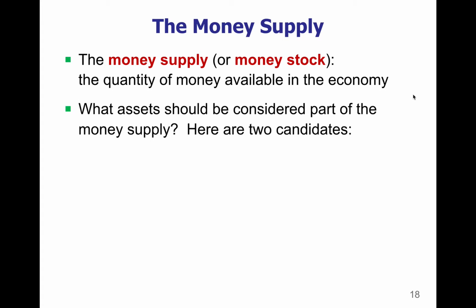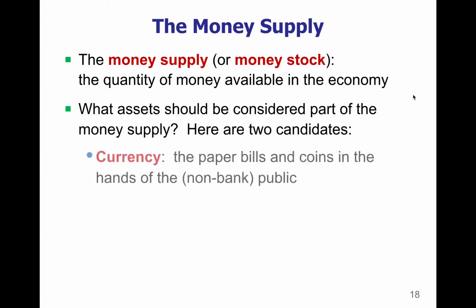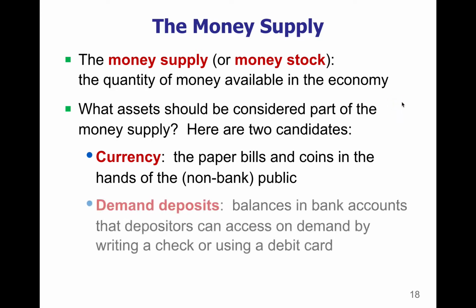Now, what assets should we consider to be part of the money supply? There are two main candidates for our purposes. We're talking about all currency. This is paper bills and coins in the hands of the public. So, $20 bills, $100 bills, dollar bills, all of the coins. That's physical currency. We also include demand deposits.